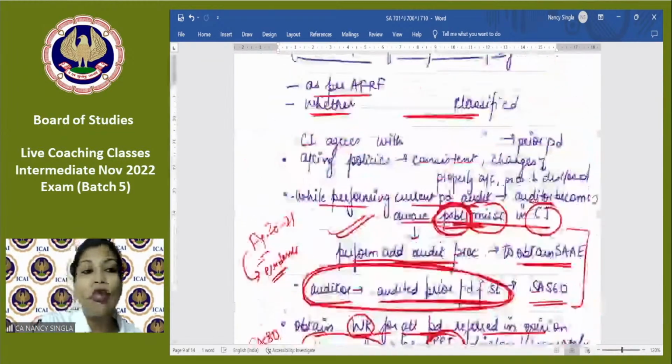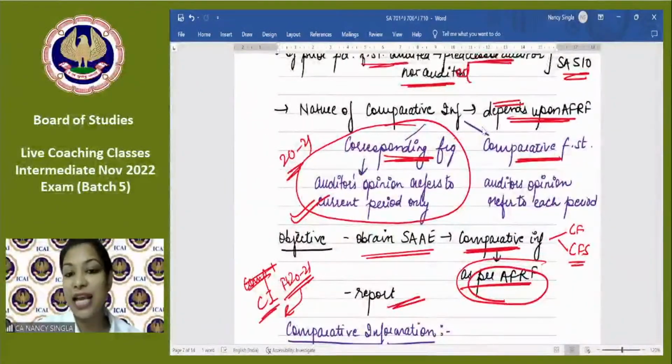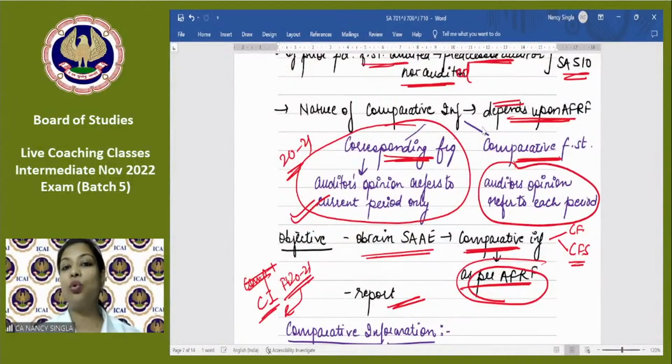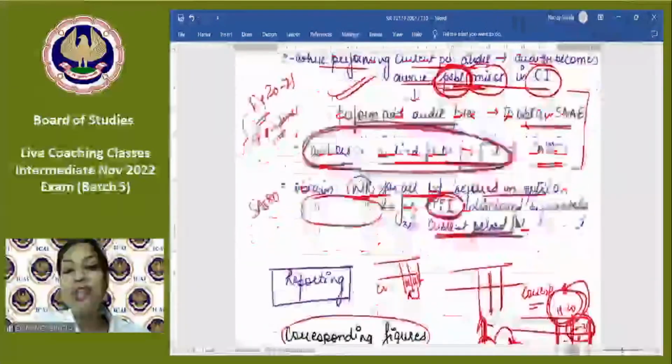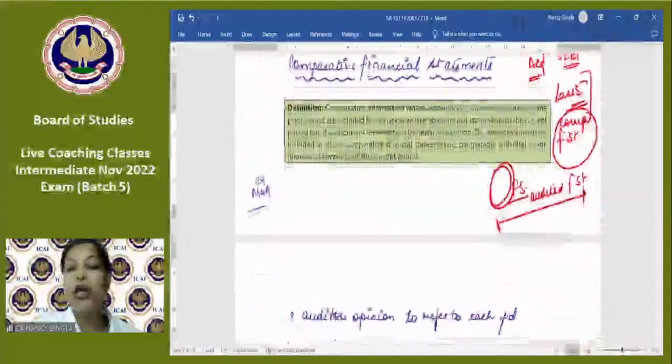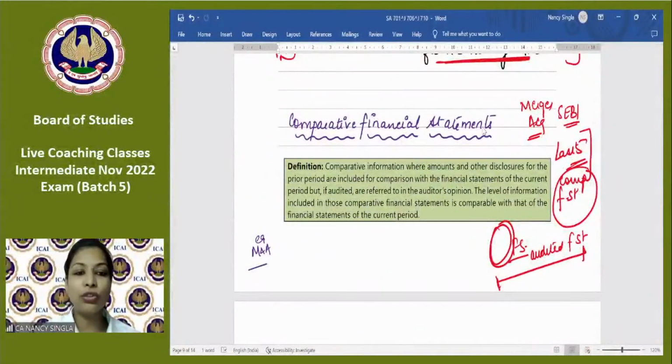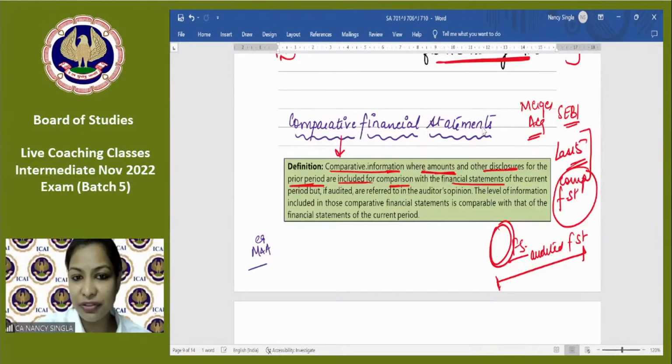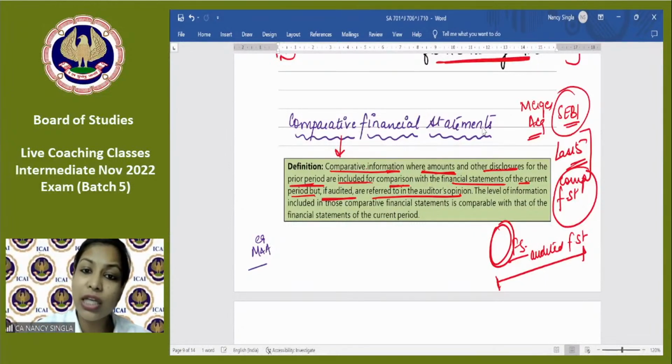So what is the thumb rule? So the thumb rule with respect to comparative financial statement is auditor's opinion will refer to each period. With respect to all the 5 years, auditor will see कि सब ठीक है नहीं, and auditor will give his opinion. ठीक है, अभी रुको समझ आएगा, पहले देखते हैं comparative financial statements क्या होती हैं. So comparative financial statement are the comparative information, where amounts and other disclosure for the prior period are included for comparison with financial statement of current period, and if audited are referred to in the auditor's report. उसको audit कर रहे हो, देखो यहाँ सेबी ने बोला ना कि audit करो last 5 years की, तो it will be mentioned in the auditor's report.